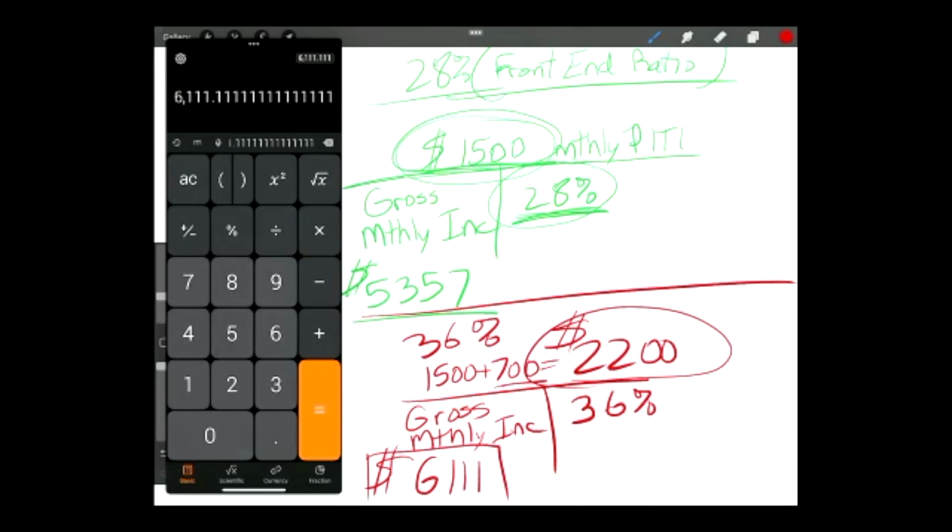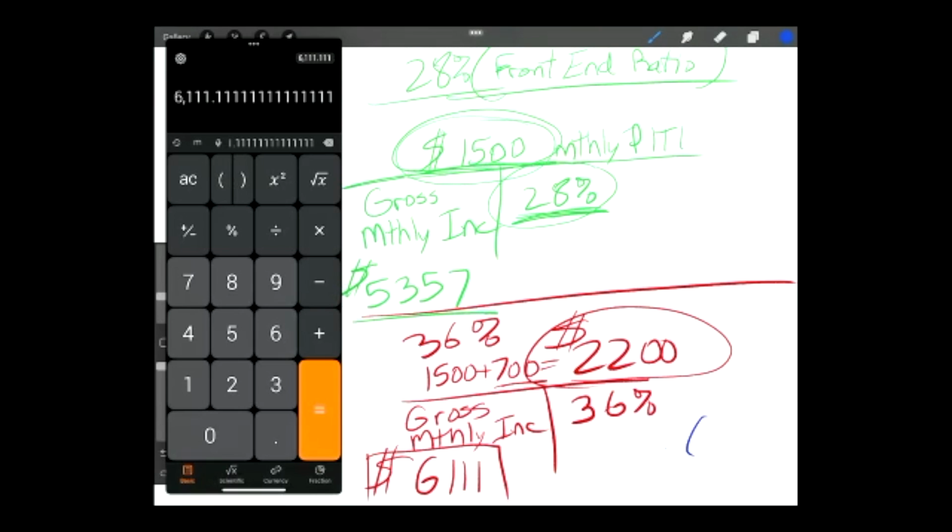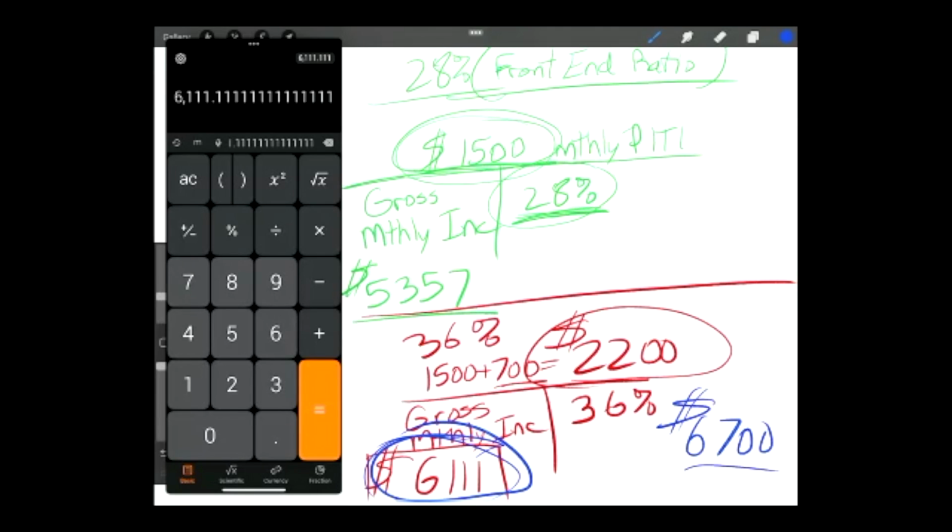So if the borrower is only making $5,700 a month, do they qualify for this loan? No, they don't, because they're good here, but they're not good here, right? If they make 6,700, do they qualify for this loan? Yes, because they're good on both. They need at least 6,111. They got 6,700. They could go buy another car if they want, but let's not do that until after closing, just to be safe.